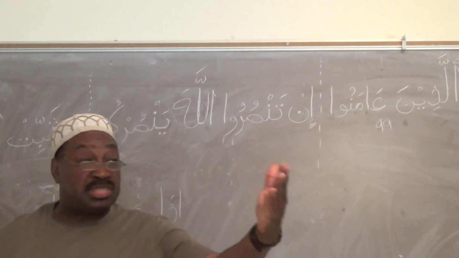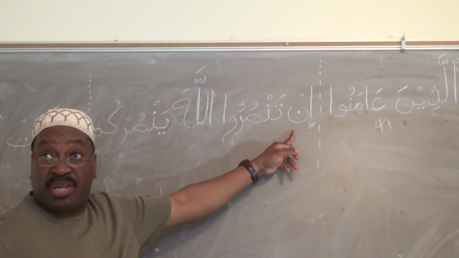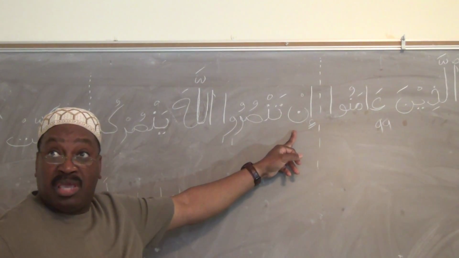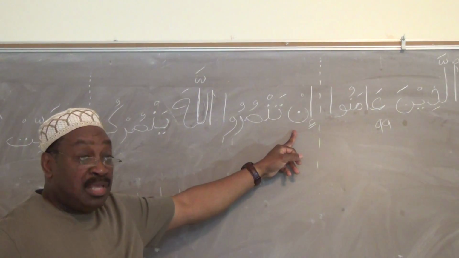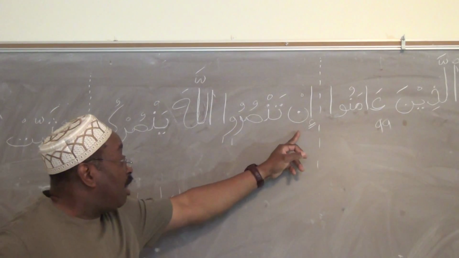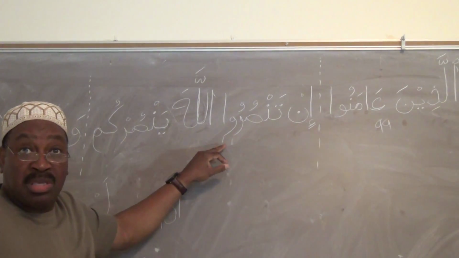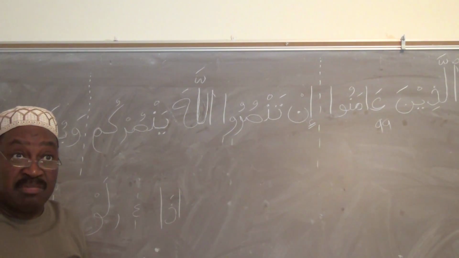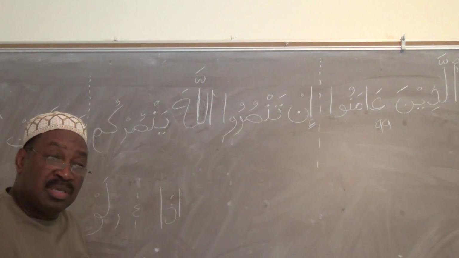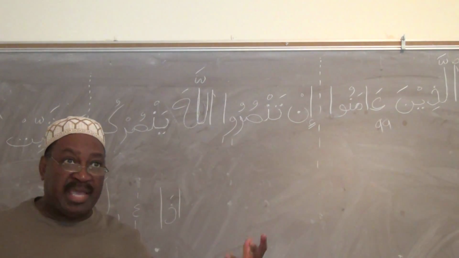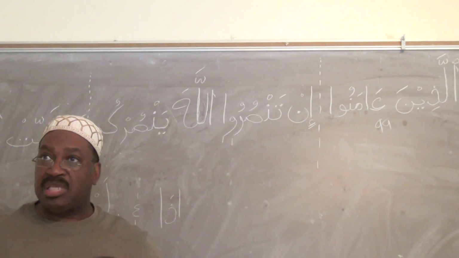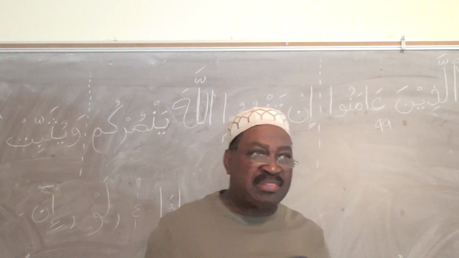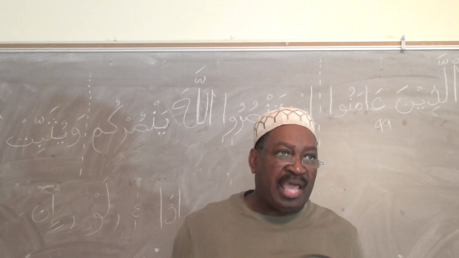What makes it a conditional sentence is this portion of the phrase right here. Because this word right here means what? If. See? This portion right here, if you help Allah, He will help you. Isn't that a condition? If you help Allah, then there's a consequence to helping Allah. If you help Allah, then He will help you. Then what is helping Allah for? What might people think that we are helping Allah for? How can we help Allah?